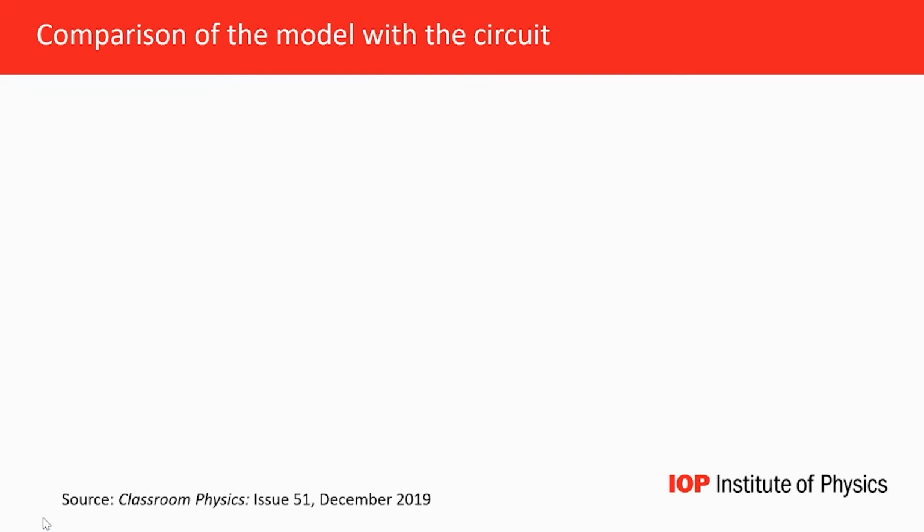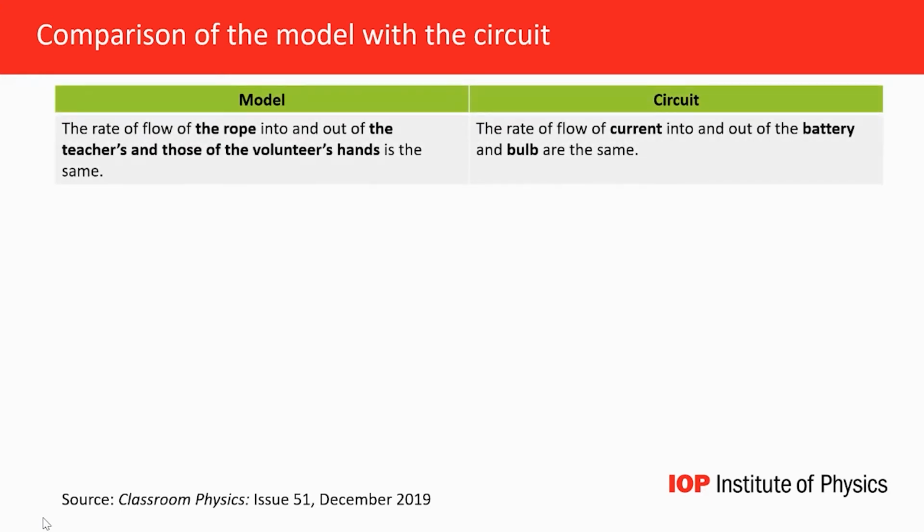Now finally, I'm going to just go through some comparisons of the model with the circuit. Firstly, the rate of flow of the rope into and out of the teacher's and those of the volunteers' hands is the same. Just like with the circuit, the rate of flow of current into and out of the battery and bulb are the same.